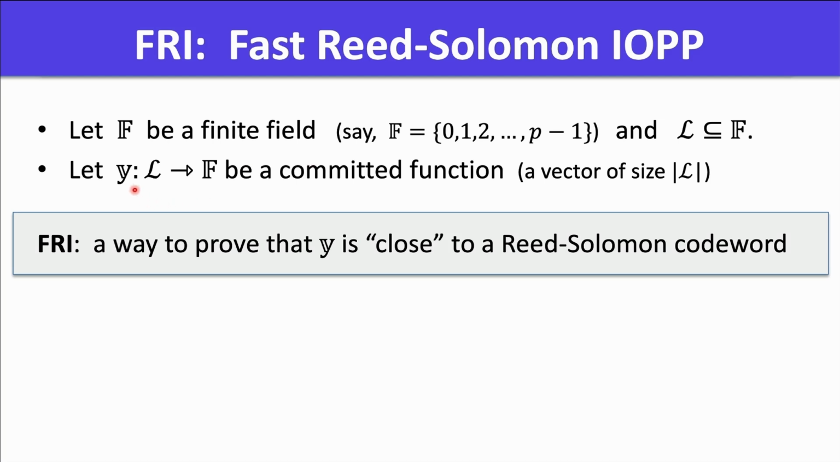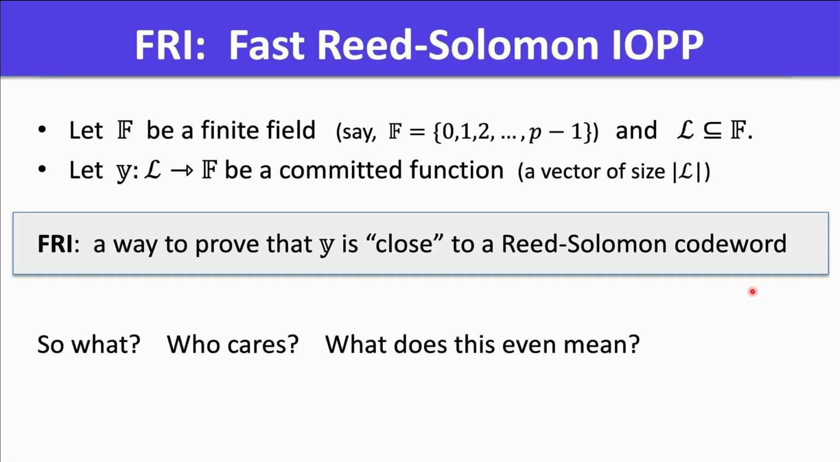Now suppose we fix some function y from the domain L to the finite field, and suppose this is a committed function. This means that the verifier actually has a commitment to this function. What FRI allows you to do is it allows the prover to prove that y is close to a Reed-Solomon code word. That's all FRI is trying to do.